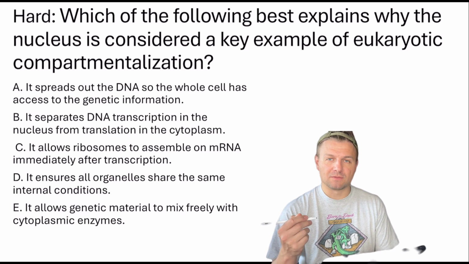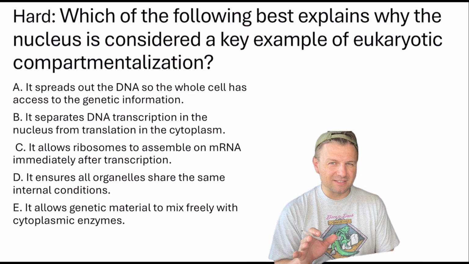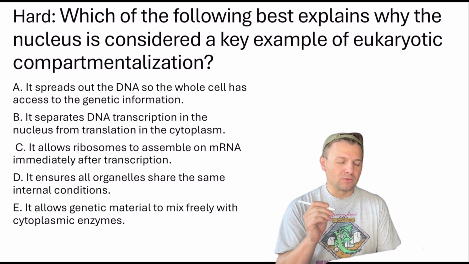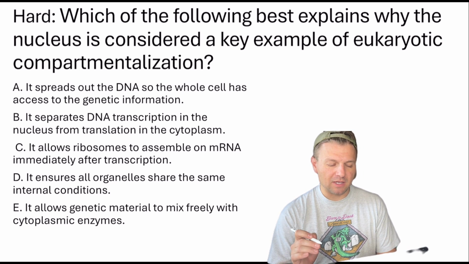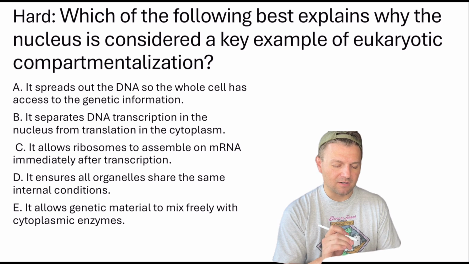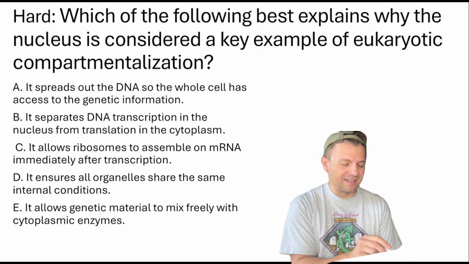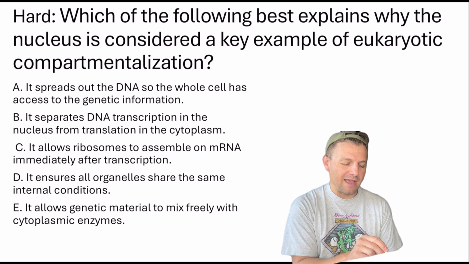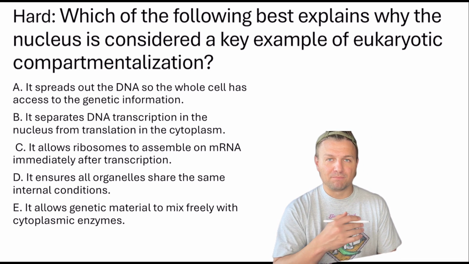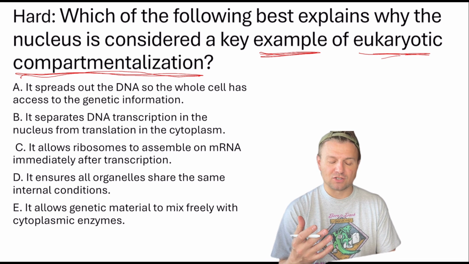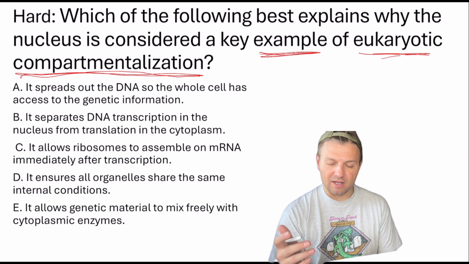Here's the last question, which is the most difficult. There's one reason why it's difficult, and you're going to see it in the question. It reads, which of the following best explains why the nucleus is considered a key example of eukaryotic compartmentalization? That compartmentalization word is a big word, and it usually scares and just overwhelms students. So let's talk about it.